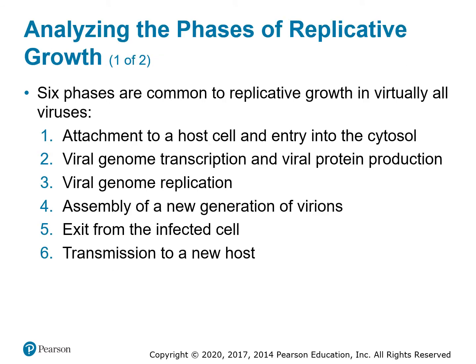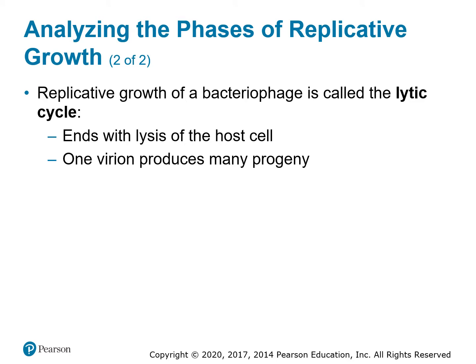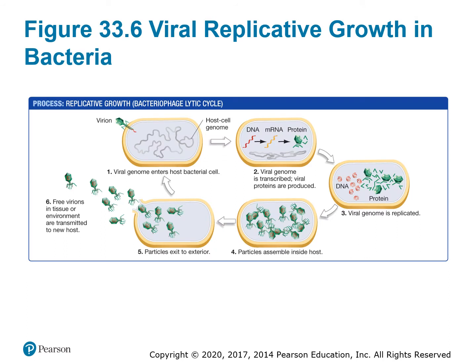There are 6 phases to this replicative growth in all viruses. So the first is the attachment and the entry to the cytosol. Then this genome that the virus has gets transcribed, and then it gets translated. Then you have the replication of the genome or the genetic material. Then the new virions assemble, they exit, and then they transmit to another cell. That lytic cycle, that's the one that typically ends with the rupture of the cell, and one virus can make hundreds of other viruses. So again, here we have that little virion infecting that cell, and then you have the DNA making RNA and then proteins if it's a positive sense, and then it starts to manufacture the parts, then it becomes assembled, and then they get released.